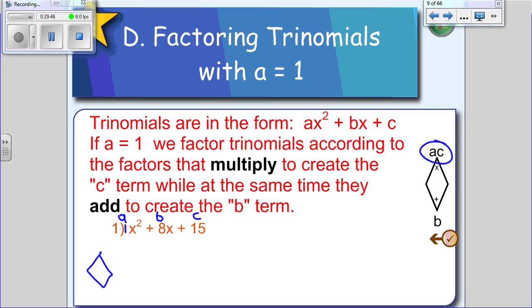Okay, so the top of your diamond is always A times C. So in our case, it's 1 times 15, which is just 15. The bottom of the diamond is the easiest one. It's always just B. The very bottom is, literally, it's 8.